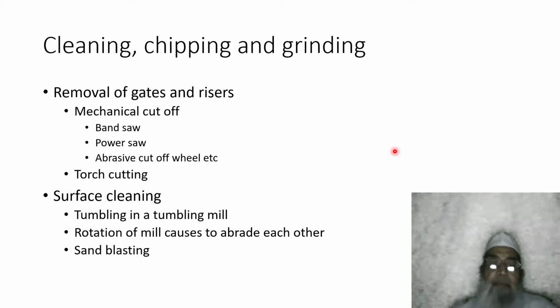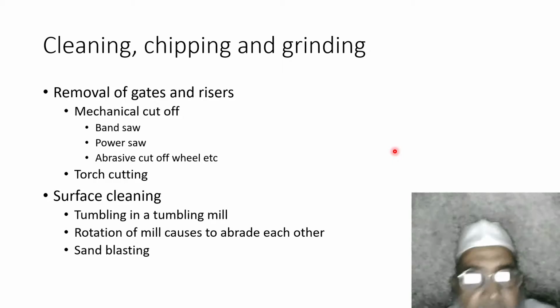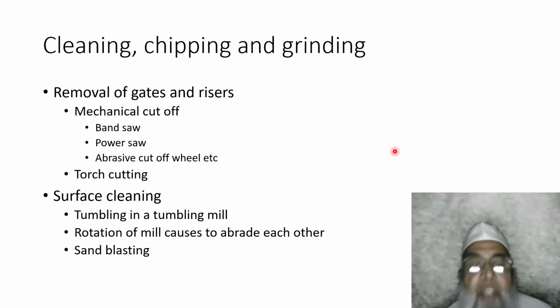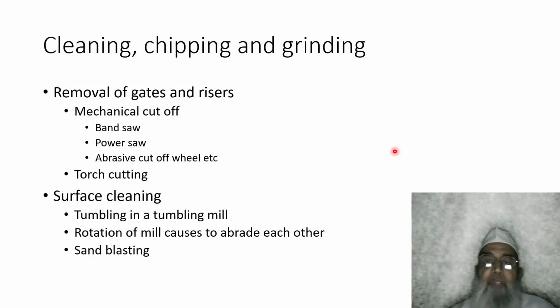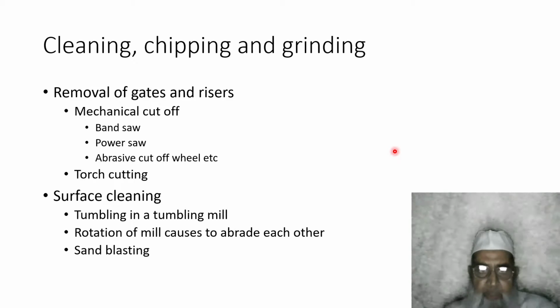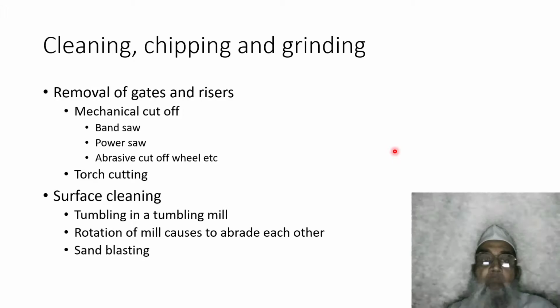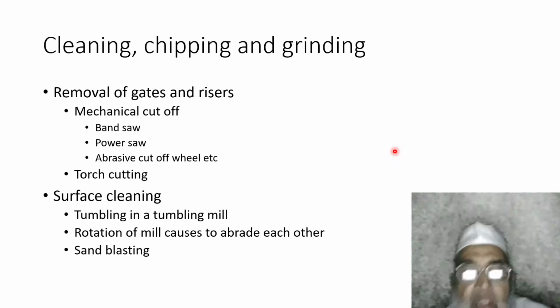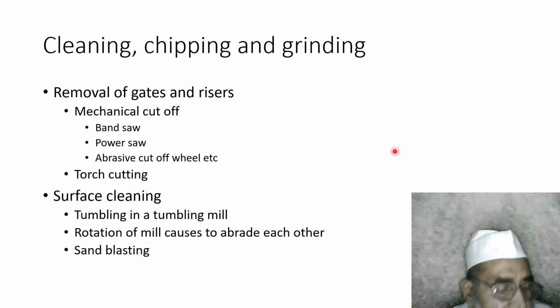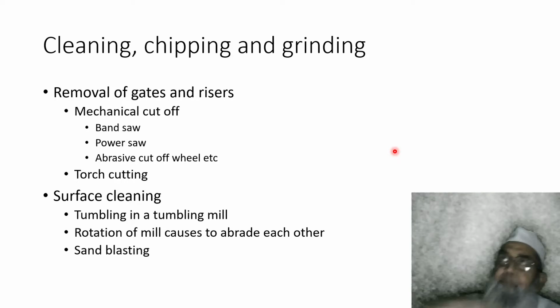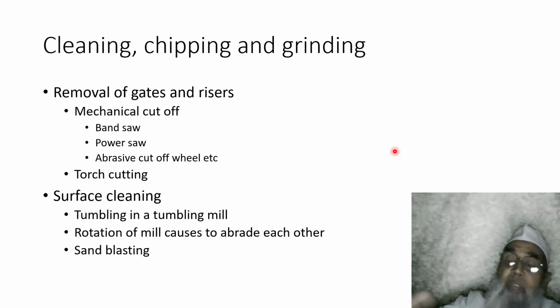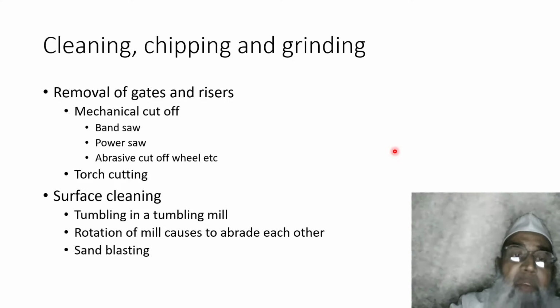Now, after cutting, the surface is to be cleaned. That can be done by putting all those casting products in a tumbling mill. It is a big rotating drum mill. While rotating, each component will strike each other and abrade the surface. After that, sandblasting can also be done so that the surface will be very clean, very neatly.